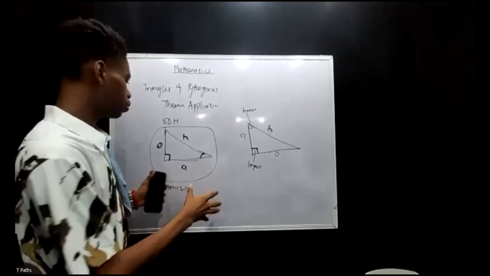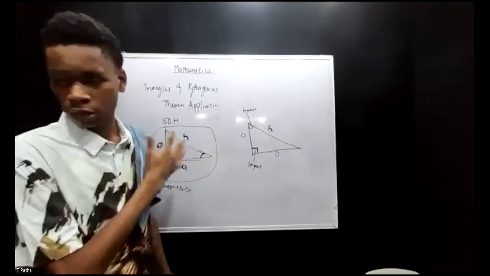They are resting on this side. This will be called adjacent. And then the longest side is the hypotenuse. Don't forget, the largest angle is always opposite the hypotenuse. So these are the basic things you need to know about triangles and applying Pythagoras theorem to triangles.